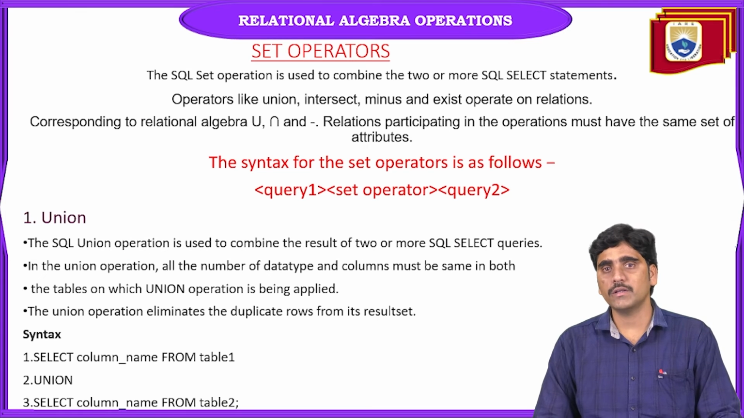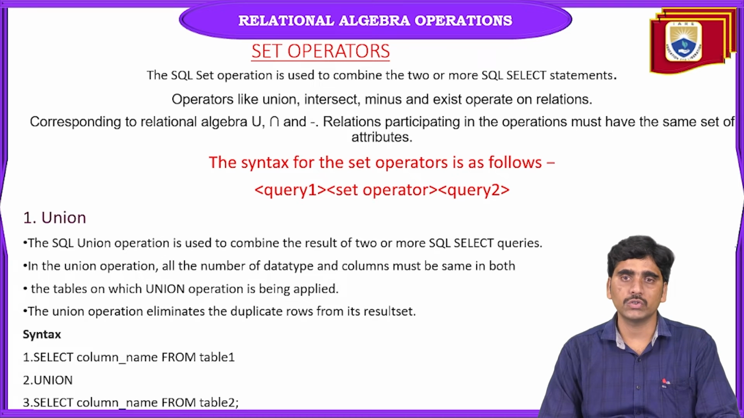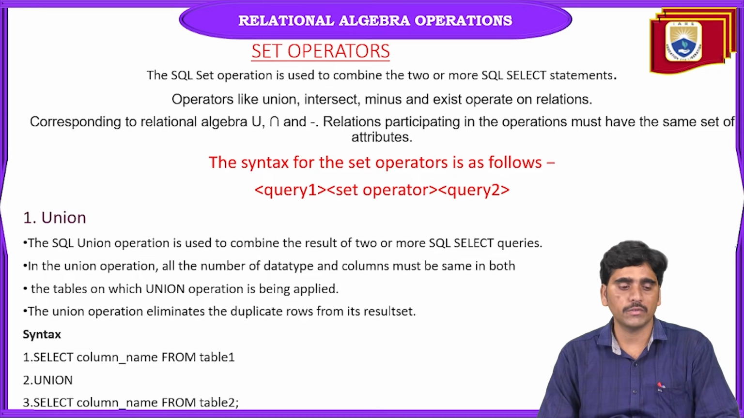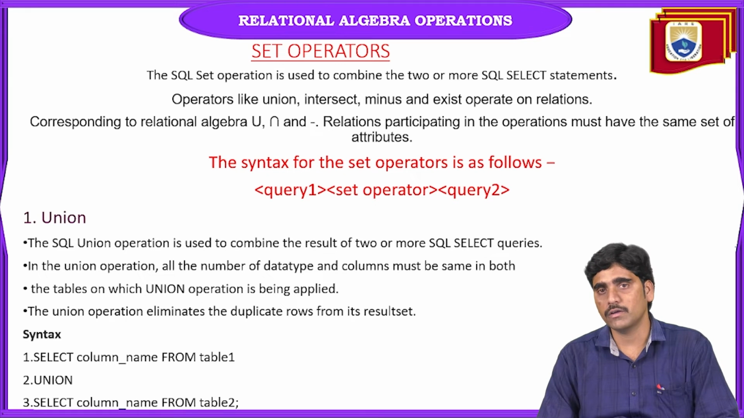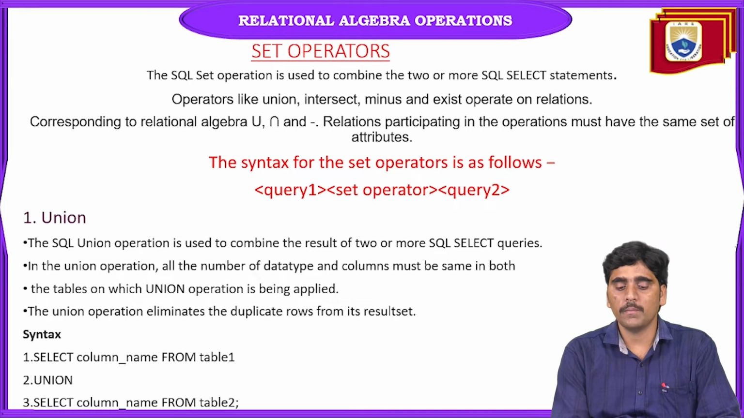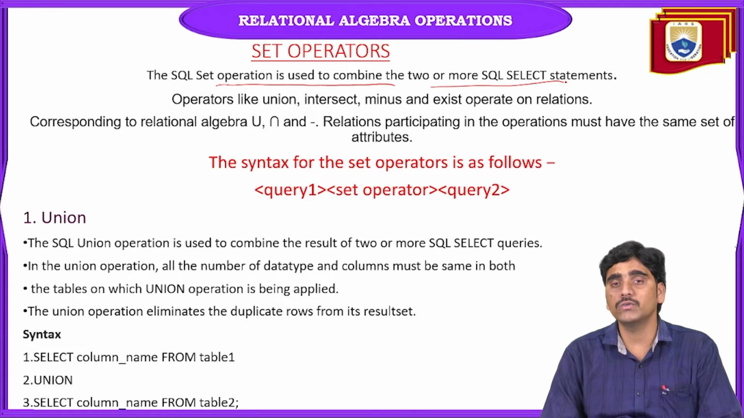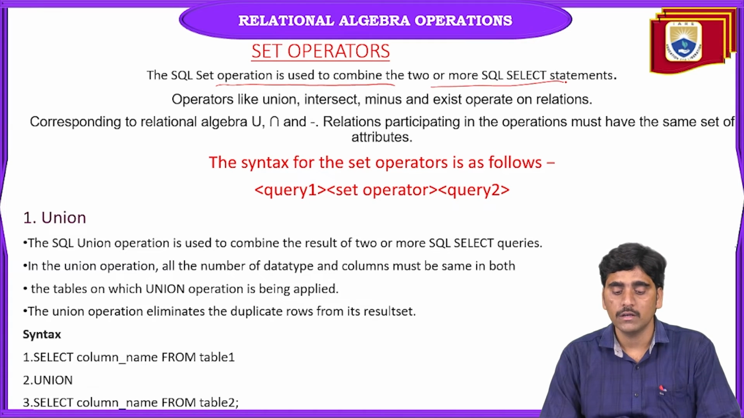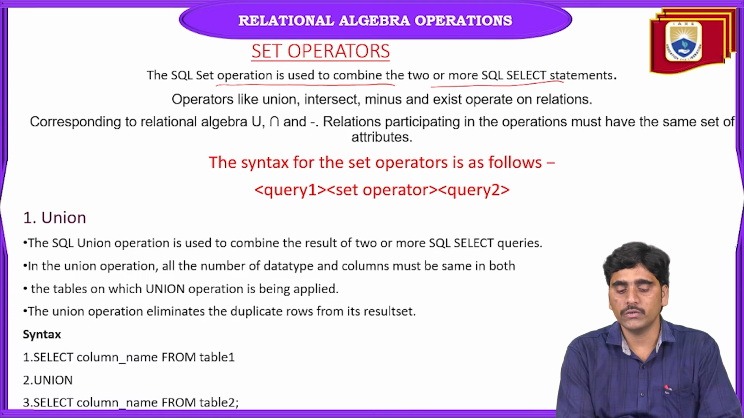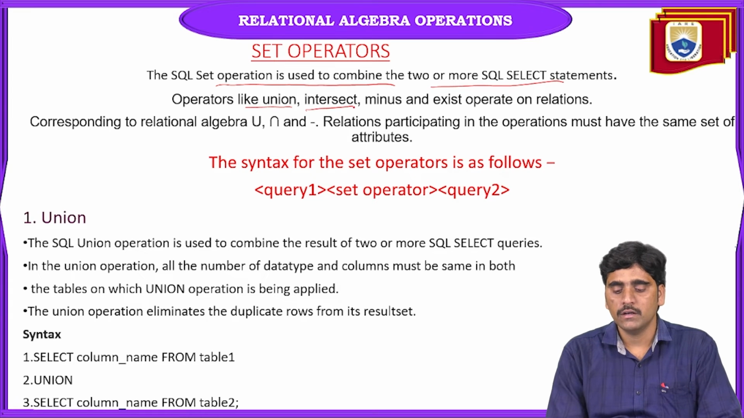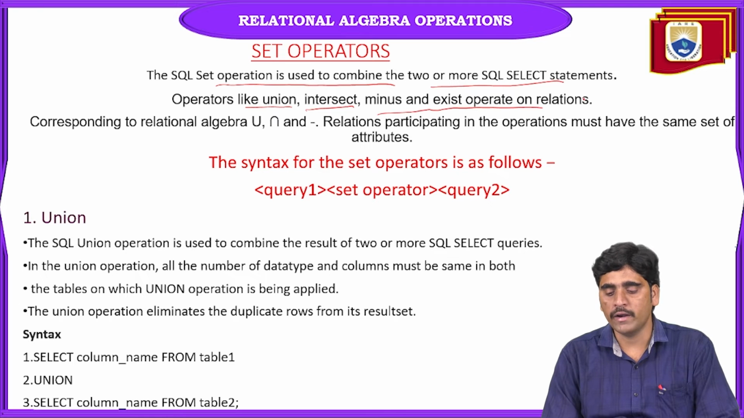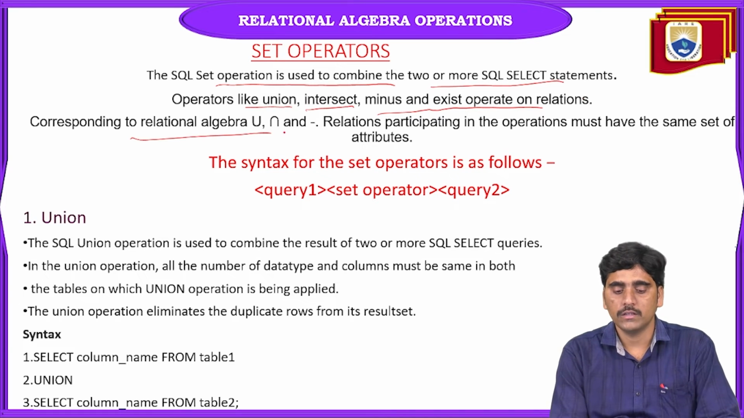So this is the way you have to understand the rename operation in relational algebra. And the next very important thing is set operators. We have seen the selection operation, projection operation, and rename operation, and now we are going to see set operators. The set operation is used to combine two or more SQL select statements. Operators like union, intersection, minus, and exists operate on relations. So corresponding to relational algebra, what is the union symbol?